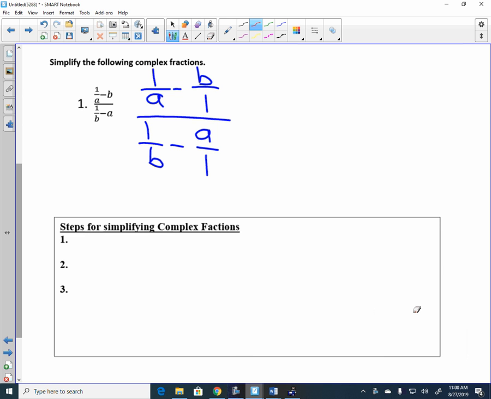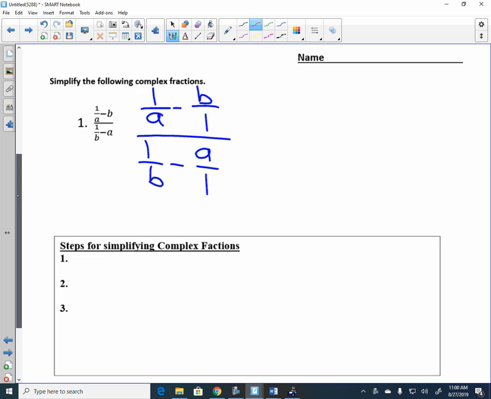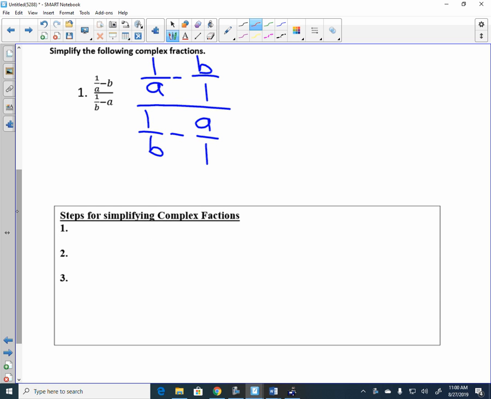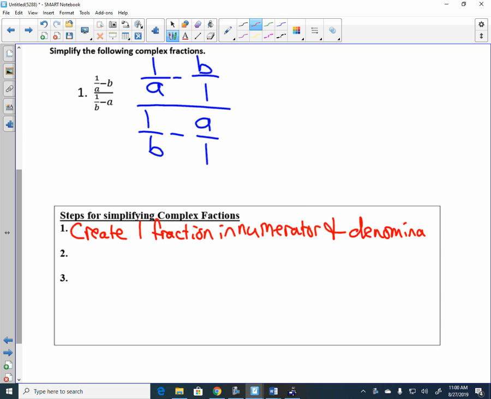Okay, complex fractions. You need to simplify complex fractions today. That's our goal. In order to simplify complex fractions, the first step is to create one fraction in the numerator and denominator. So I rewrote this as 1 over a minus b over 1, divided by 1 over b minus a over 1. We all good with that?